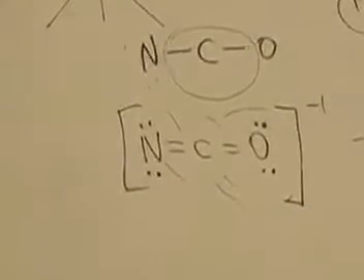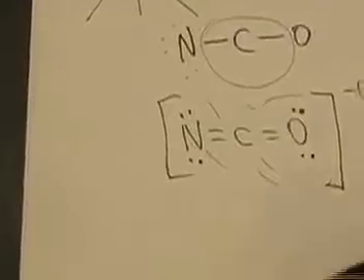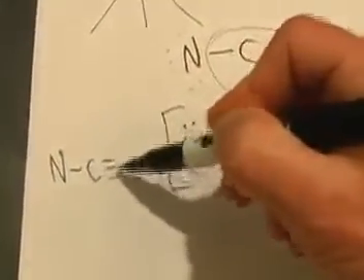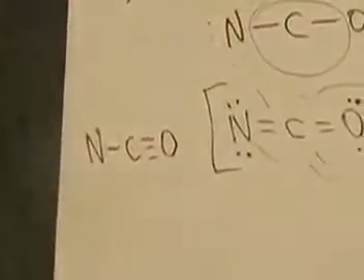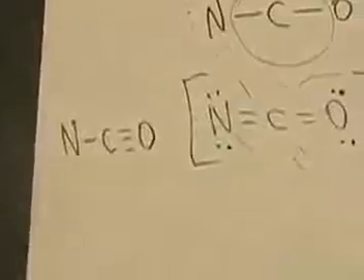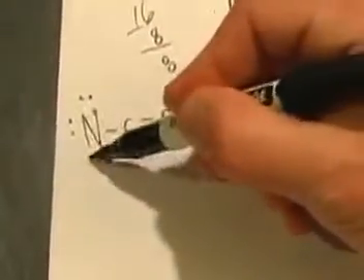But what happens if I wanted to draw this NCO another way? And maybe some of you already thought of this. Maybe you didn't, but let's just pretend you did. NCO, maybe I put a triple bond O right here. Oh, okay. 2, 4, 6, 8. 16 minus 8 leaves me 8 electrons. Okay, 2, 4, 6, 8.